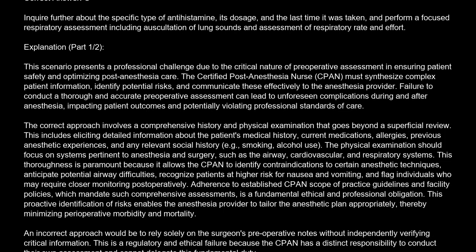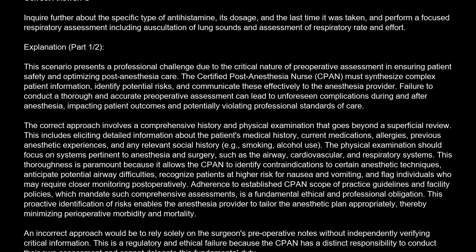The correct answer is C. Inquire further about the specific type of antihistamine, its dosage, and the last time it was taken, and perform a focused respiratory assessment including auscultation of lung sounds and assessment of respiratory rate and effort.